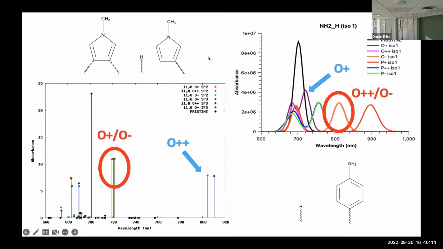And then the different functionalization that I'm comparing to the pyrrole defect is just an aminobenzene group with the hydrogen in the auxiliary position.